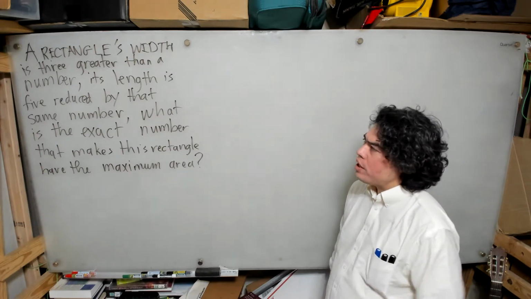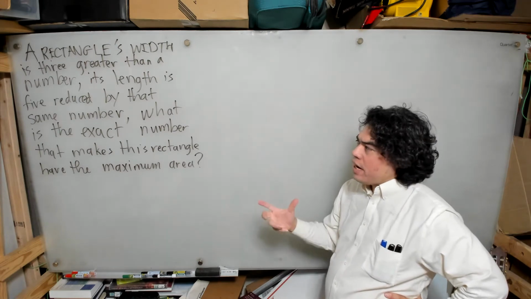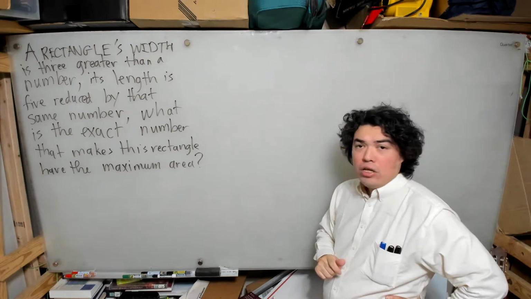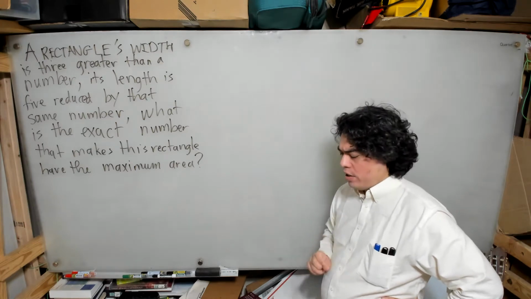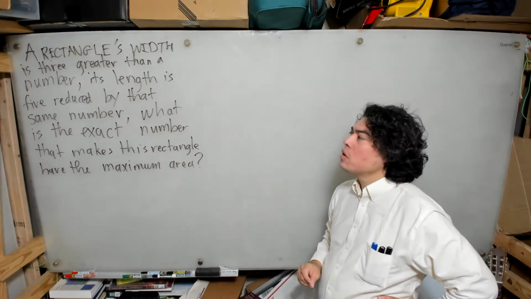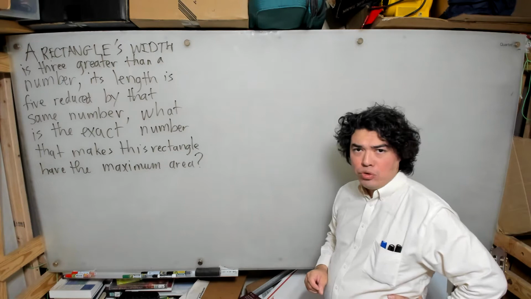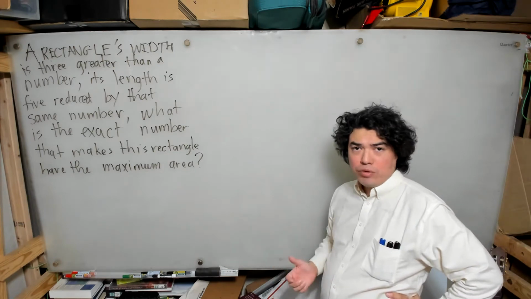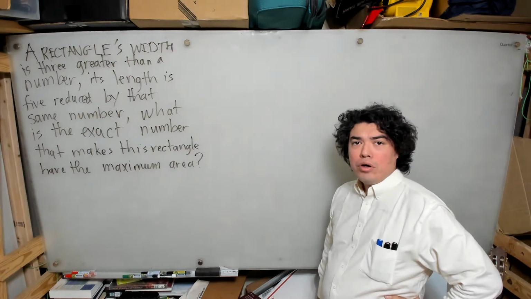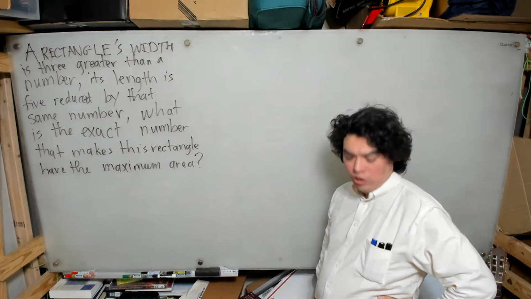A rectangle's width is 3 greater than a number. Its length is 5 reduced by that same number. What is the exact number that makes this rectangle have the maximum area? So the first thing we have to do is translate the statement into some geometric description, some algebraic description that will enable us to use the algebraic techniques at our disposal to solve this problem.